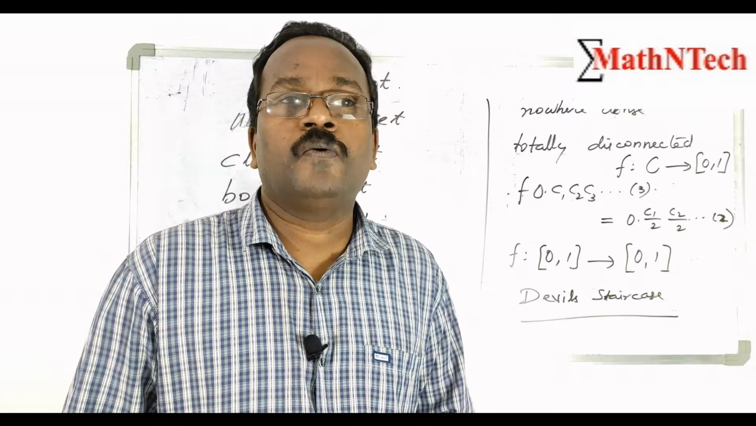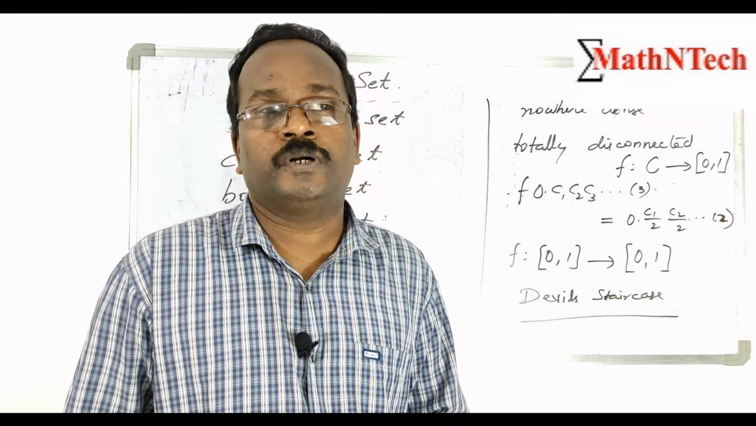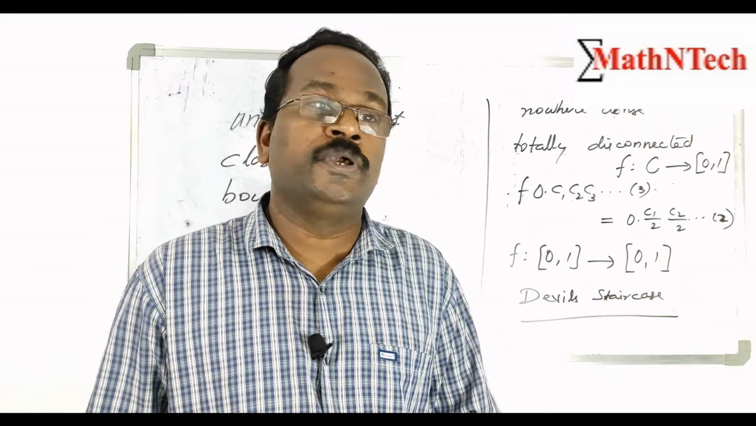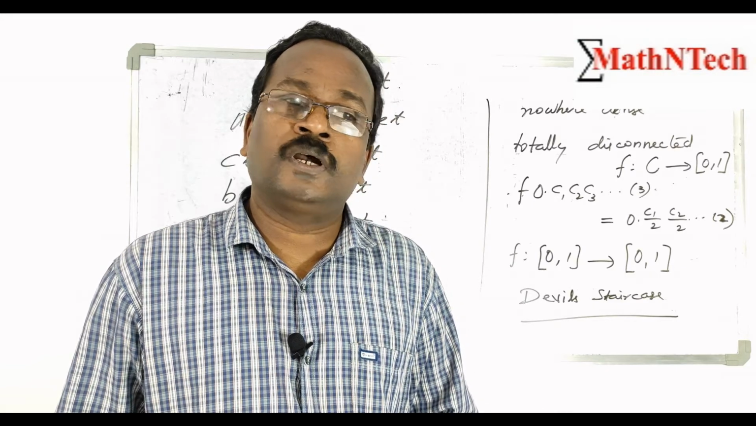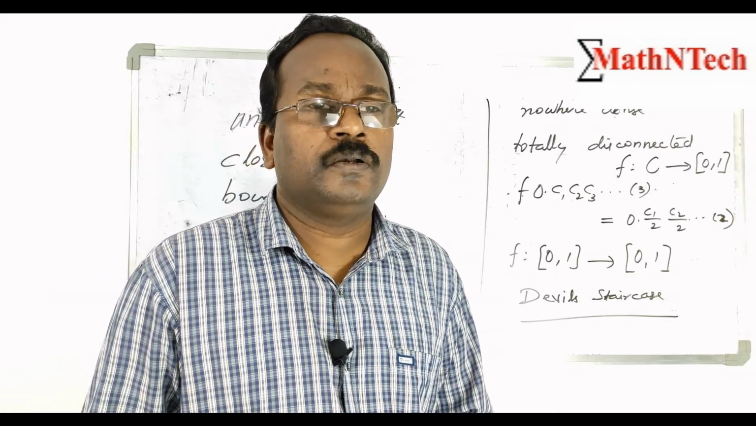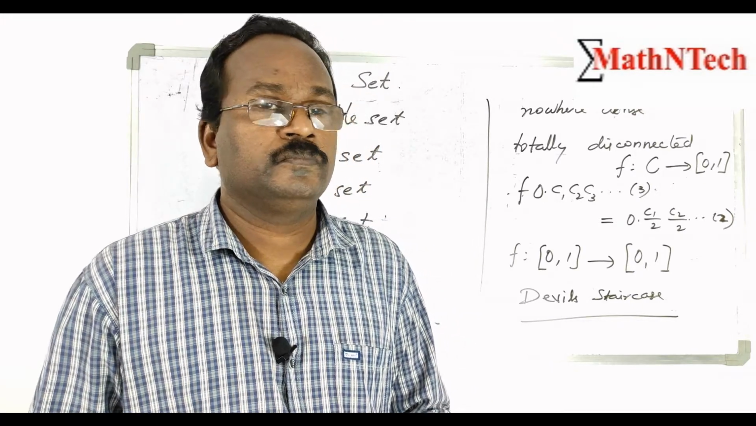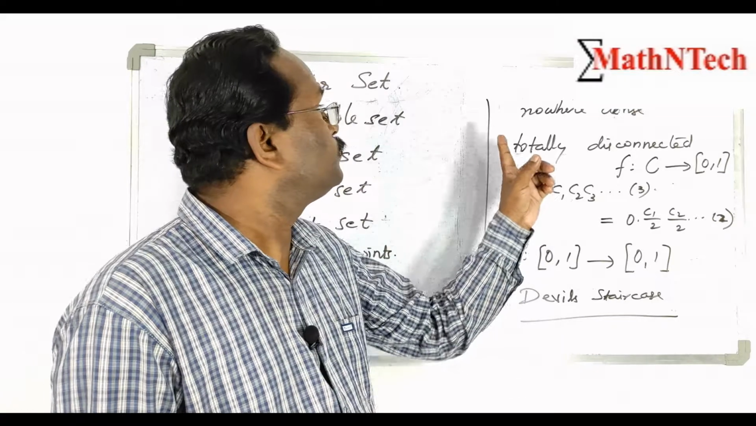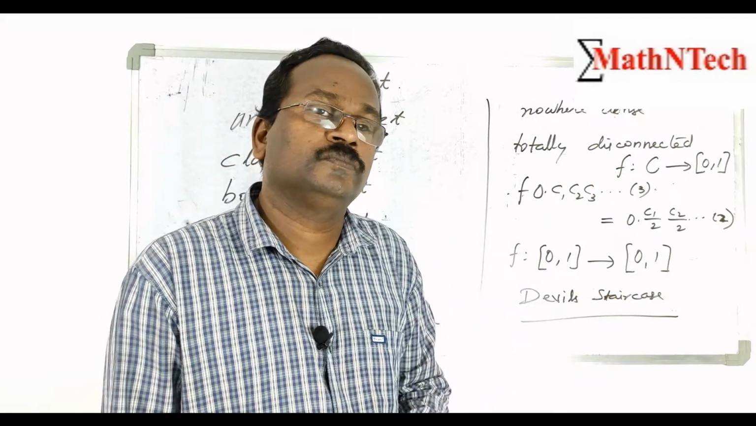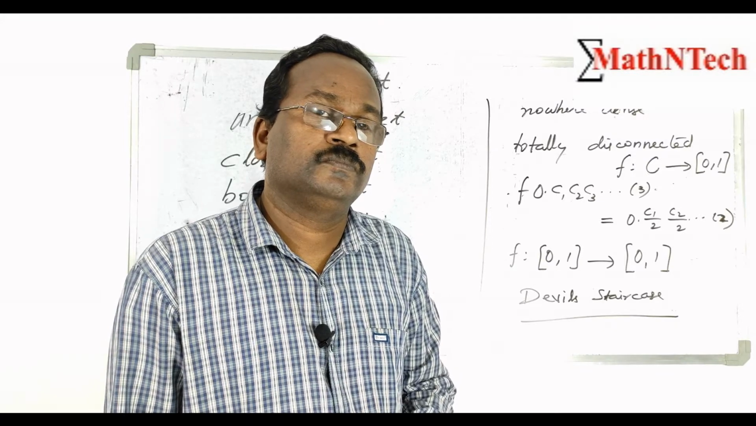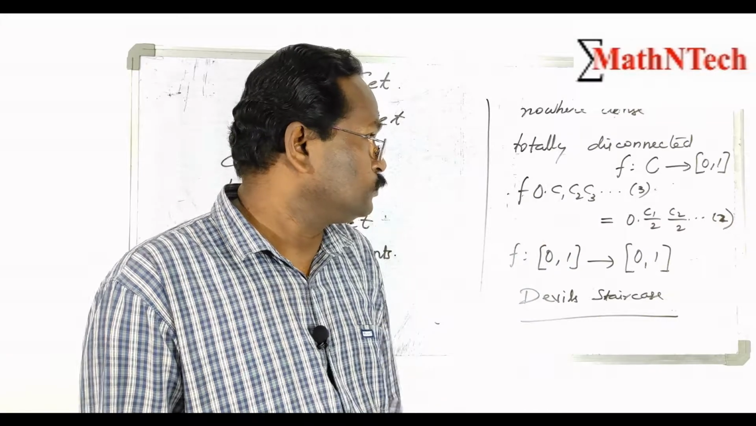So it contains uncountably many points. It contains no interior points, or it contains no intervals as a subset. That is nowhere dense. It contains no interior points. Nowhere dense.